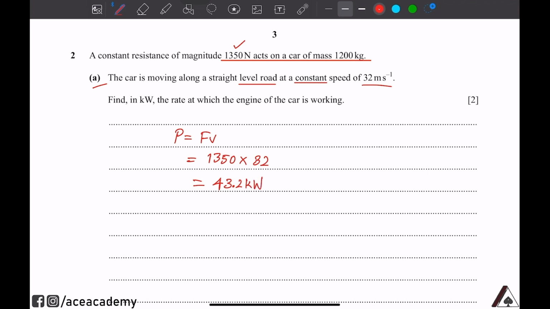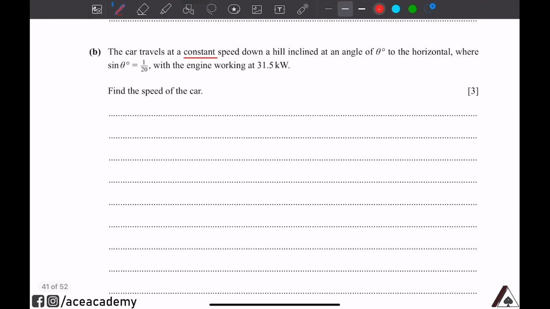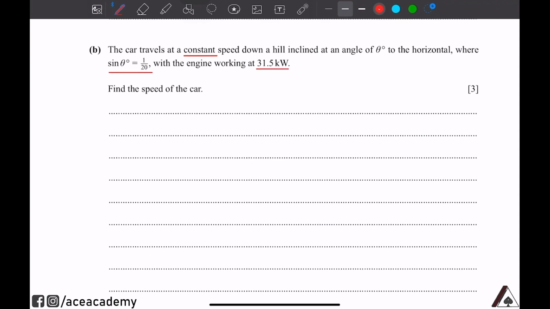Splendid. Next question. They're saying that the car travels at constant speed, but this time the car is moving downhill, which is inclined at an angle of theta, with the engine working at a power of 31.5 kilowatts. Let's draw the scenario here. If this is our road, say that's the horizontal, that's theta, and here's your car. Let's model all the forces acting on it.